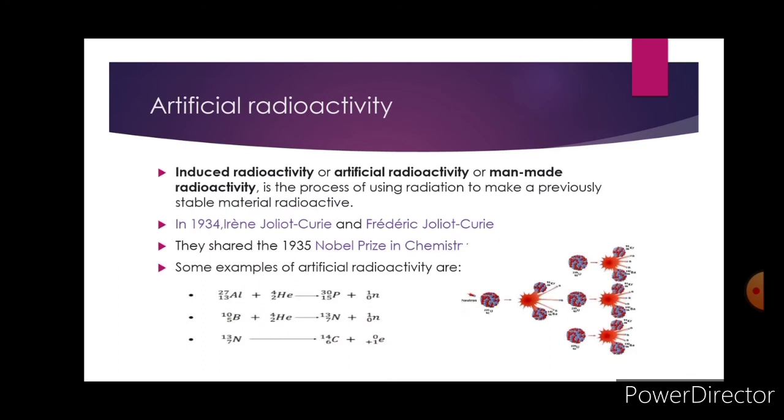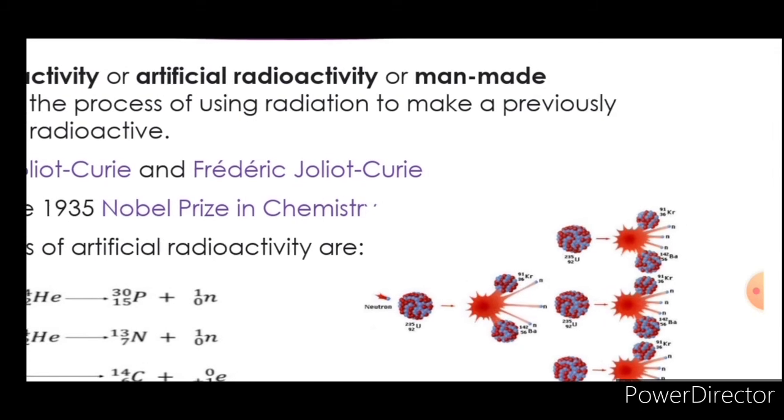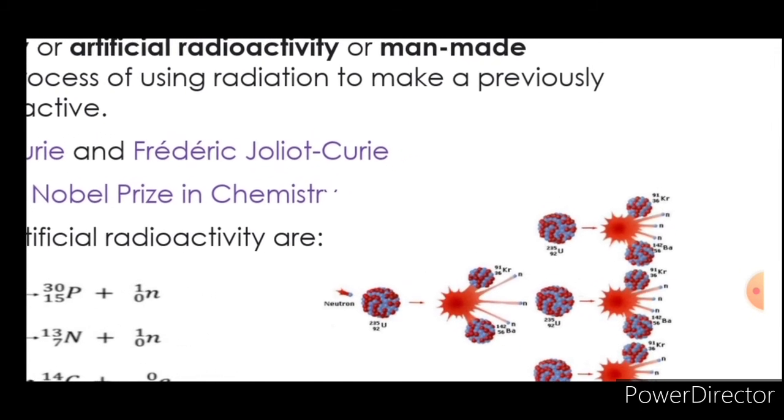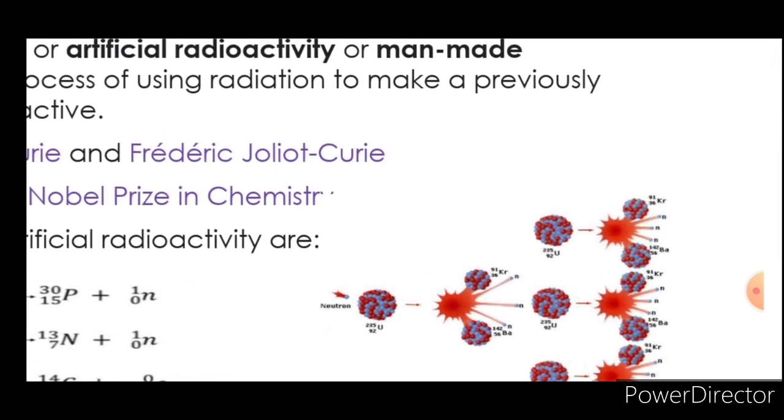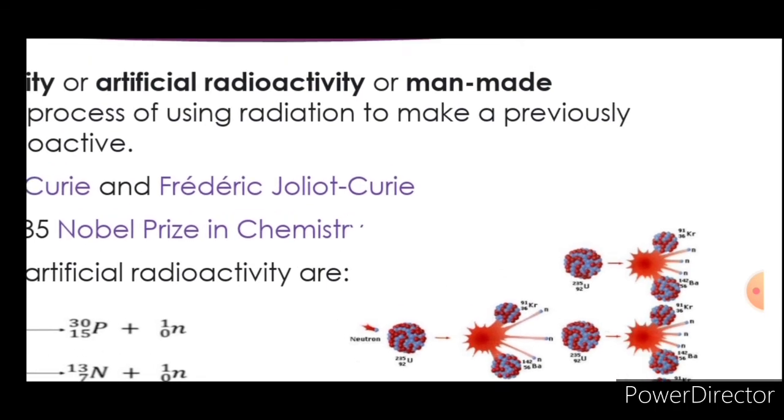Now it is time for artificial radioactivity. As the term suggests, it is artificial, induced, made by us: man-made radioactivity. It is the process of using radiation to make a previously stable material radioactive. Look at this picture. We can see how a neutron is bombarded into a stable nucleus, making it unstable, causing a chain reaction. This is what is known as artificial radioactivity.